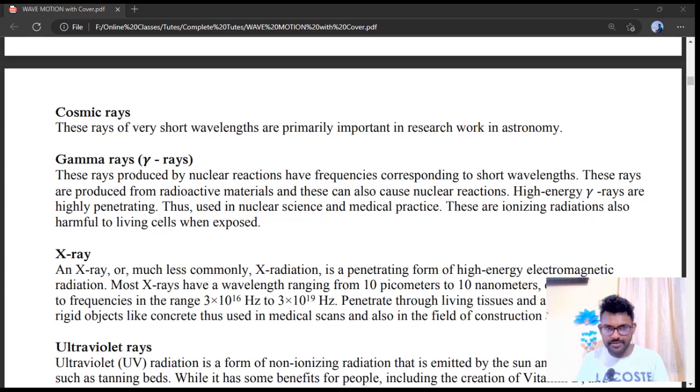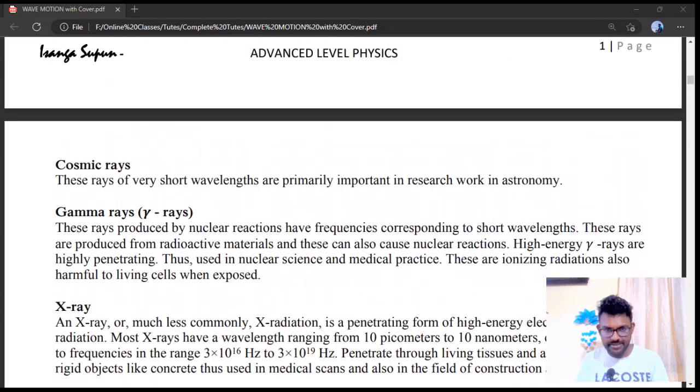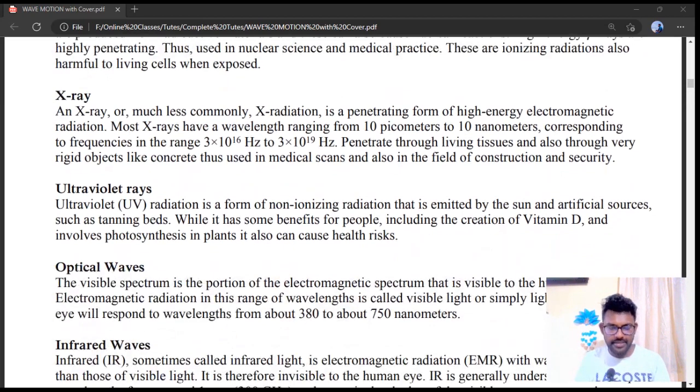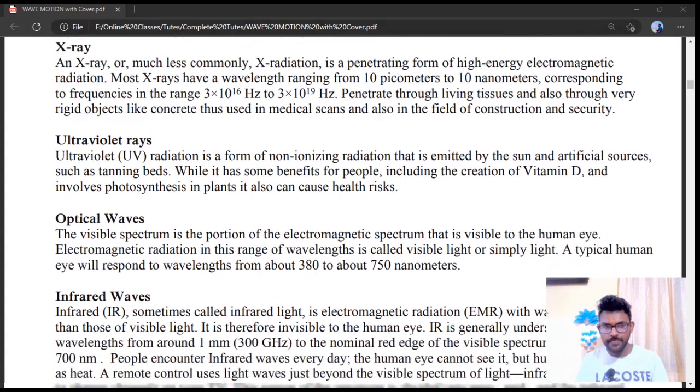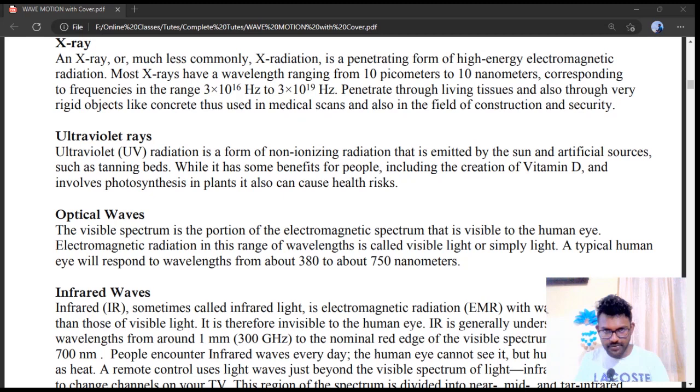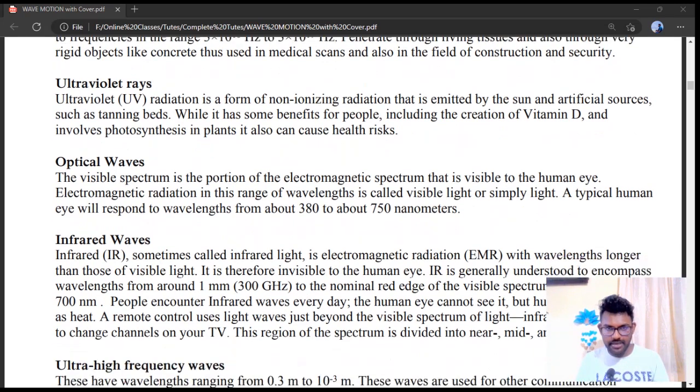For the gamma rays and the X-rays, we call them the ionizing radiations, which are sometimes hazardous, and if used in a controlled condition, we can have numerous advantages from those gamma rays and X-rays. Ultraviolet light, the UV, is a non-ionizing radiation that emits from the sun and some artificial sources. Then we have the optical waves, or visible light, varying from 380 to 750 nanometers.